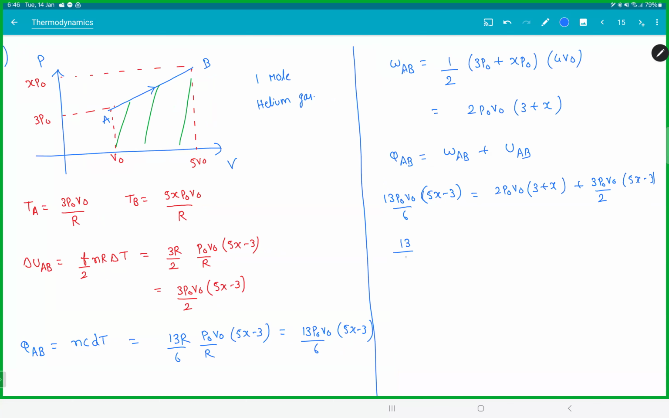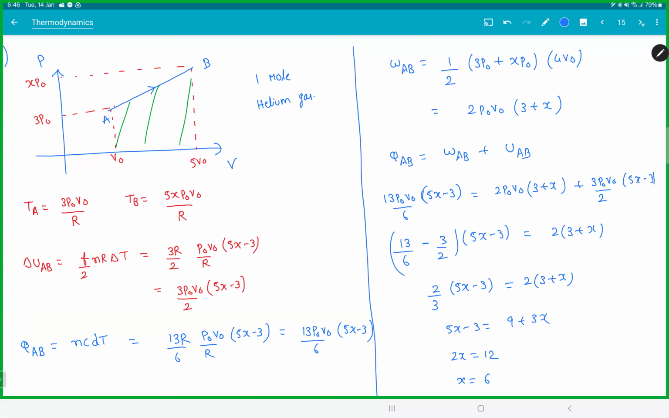Bring that 5X minus 3 to this side, so this is 13 by 6 minus 3 by 2 into 5X minus 3 is 2 into 3 plus X. Multiply 3 there, 13 minus 9, that is 4. 4 by 6 will be 2 by 3. 5X minus 3 is 2 into 3 plus X. 2 will cancel. 5X minus 3 is 9 plus 3X. We get 2X equals 12, X equals 6. Check.